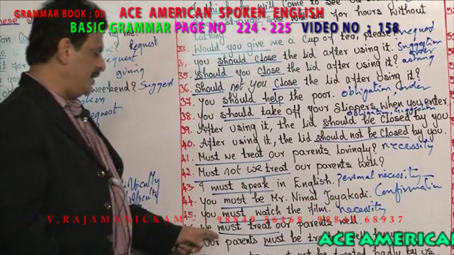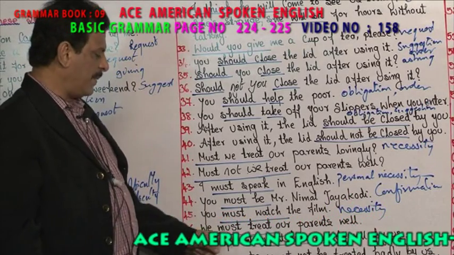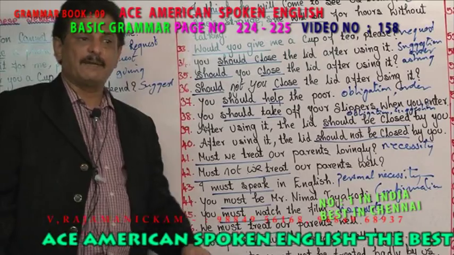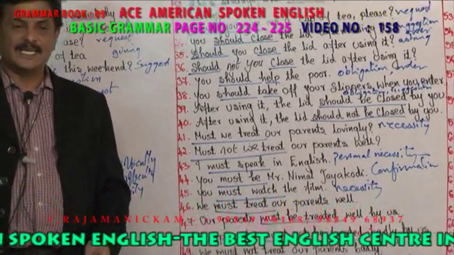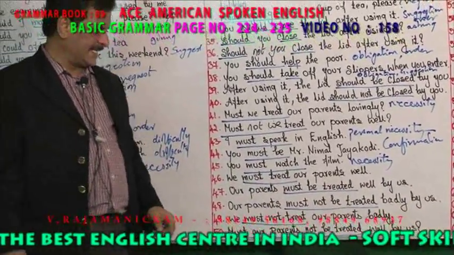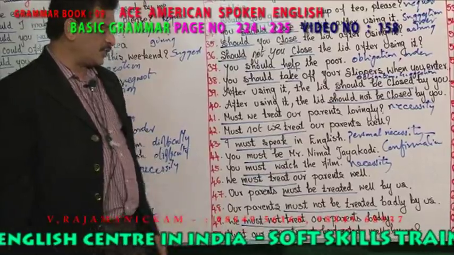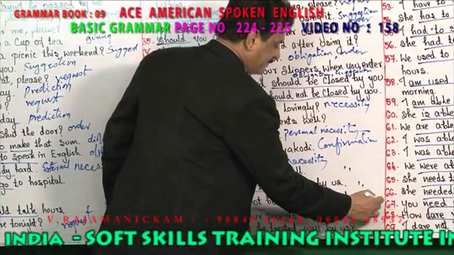Next, we must treat our parents well. That is also necessity. Our parents must be treated well by us. Personal necessity. Our parents mustn't be treated badly by us. We must not treat our parents badly. Must our parents not be treated well by us? So, it is all necessity, right, sir?